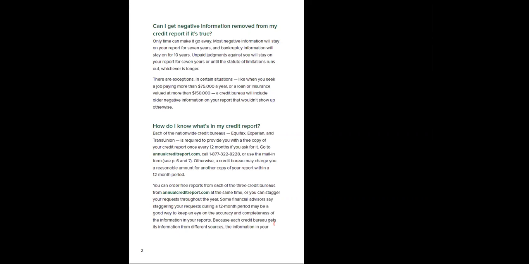Now, there are some exceptions in certain situations, like when you seek a job paying more than $75,000 a year, or a loan or insurance valued at more than $150,000. A credit bureau will include older negative information on your report that wouldn't show up otherwise. And I want y'all to be aware of that, because people don't know.